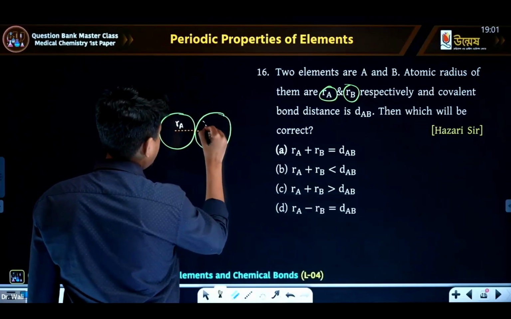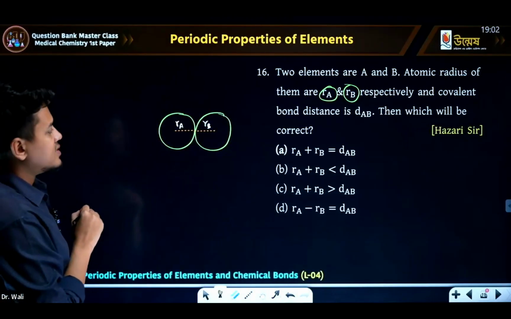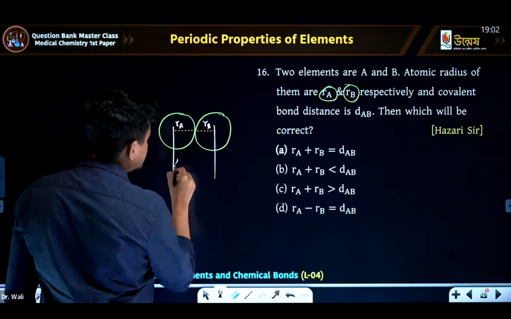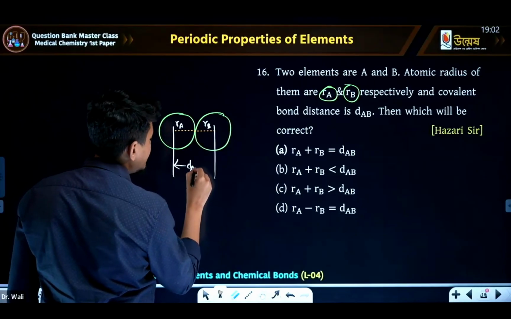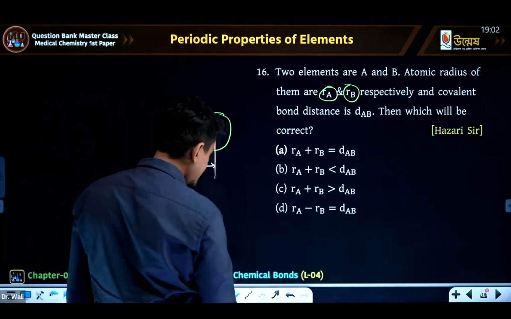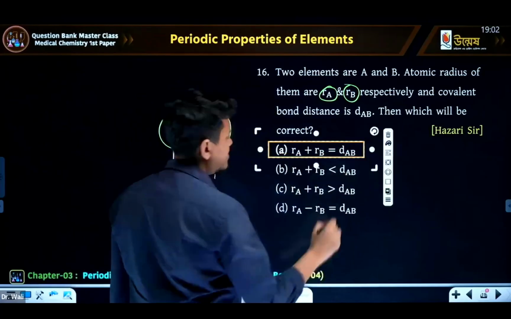This one is Ra, this one is Rb. Now, the covalent bond radius is equal to dAB, but actually this distance is called the covalent bond length, dAB. So what can be written? Ra plus Rb will be equal to dAB.